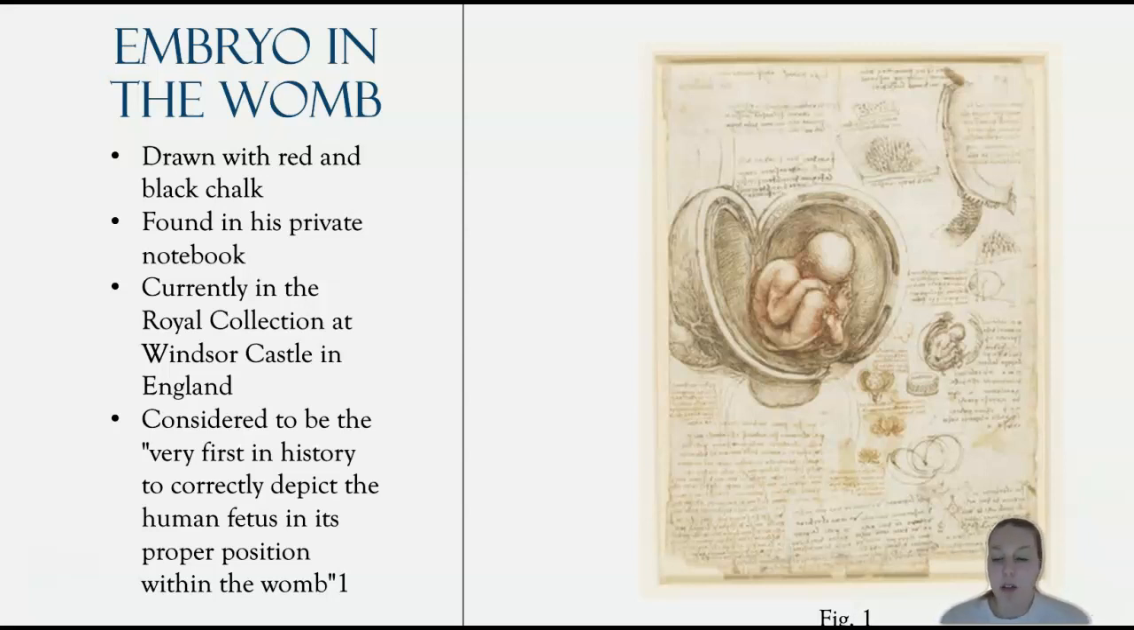With the position of the fetus, we can see that the feet are curled up, and Da Vinci drew this way purposefully because it shows that the feet block the urinary passageway, and this shows his theory that the umbilical cord was then responsible for transporting the fetus's urine outside of the womb. These sketches were found in his private notebook, and they currently reside in the Royal Collection at Windsor Castle in England.